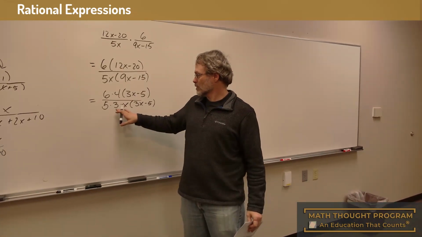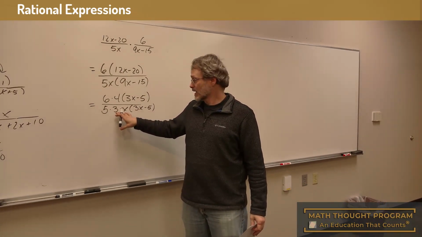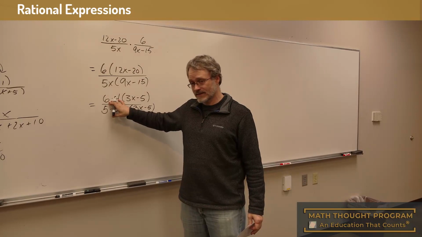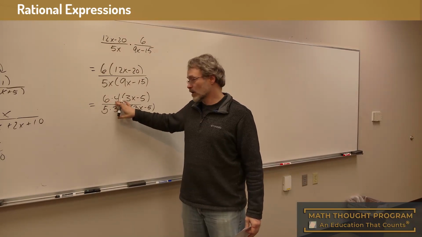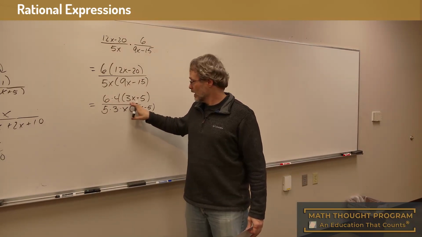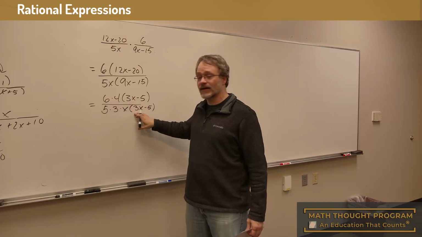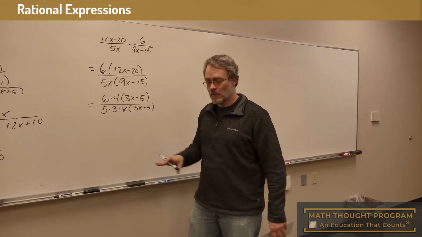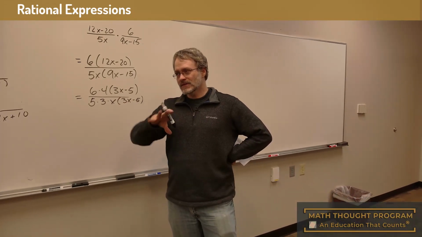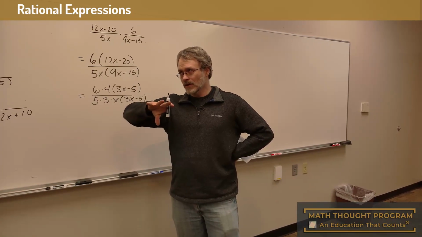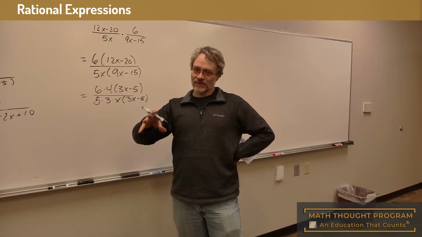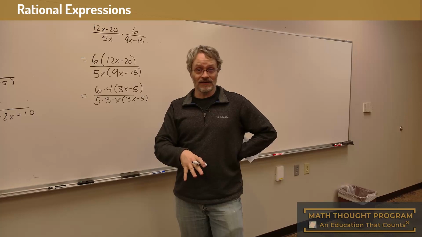So here, I can see a few things. I can see that the 3 is going to divide the 6. And I see there's going to be no common factor for the 4. And I see that this piece right here is going to divide out this piece right here. Now, what I'm going to do is I'm going to take this problem and I'm going to work it in probably a different way than you're accustomed to seeing.